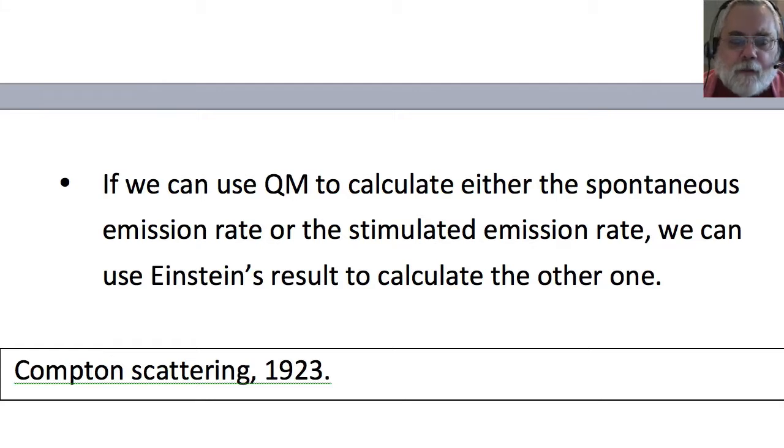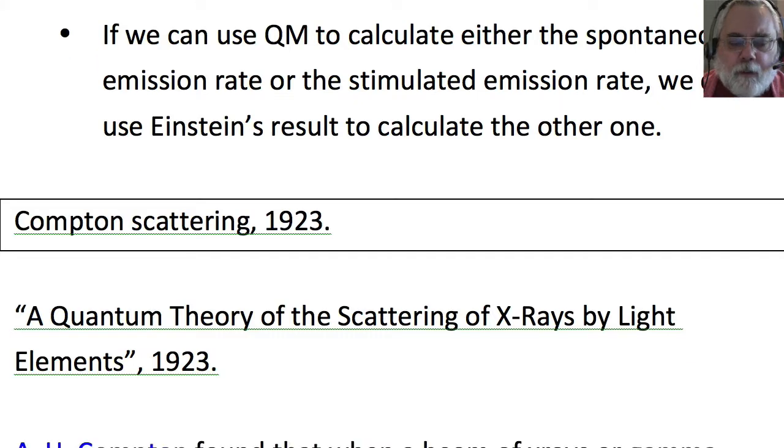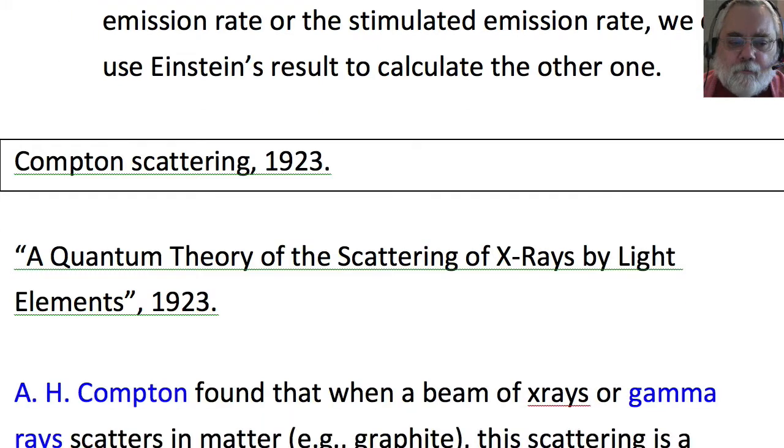Now we'll talk about Compton scattering. In 1923, an American physicist, A.H. Compton, working at the Washington University at St. Louis, published the paper, A Quantum Theory of the Scattering of X-rays by Light Elements.